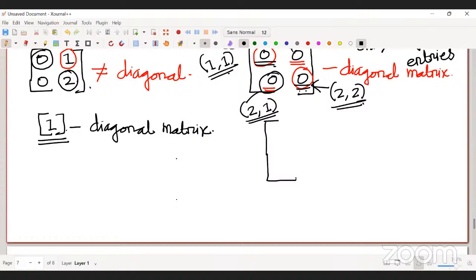In this matrix there is only one entry, and that entry is a diagonal entry. This is basically 1, 1. So this matrix doesn't have any non-diagonal entries, so I don't have to check, because for a diagonal matrix I have to check the non-diagonal entries. Since this matrix doesn't have any non-diagonal entries, I don't have to check. So this is vacuously a diagonal matrix.